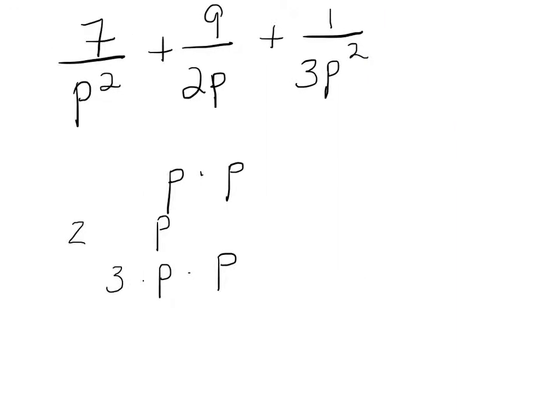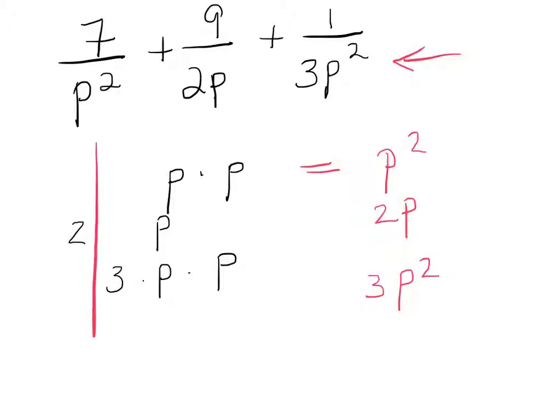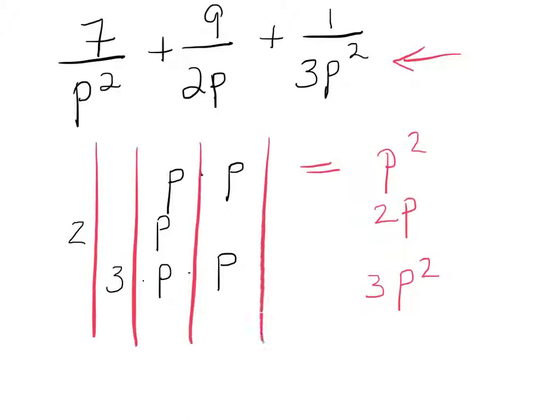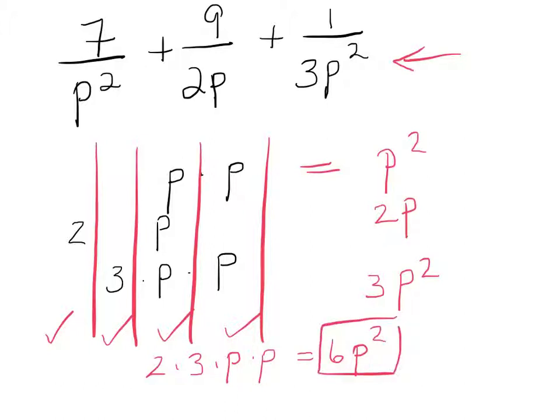So I can use the same method to get the common denominator when I've got denominators that have variables in them. So what I've done here is broken down p squared to be p times p. I've got my 2p, and here's my 3p squared. And I've just broken them down into factors. And think about them as being in columns. So I need to take 1 from each column. So I've got 2 times 3 times p times p, which is 6p squared. That's going to be my common denominator.